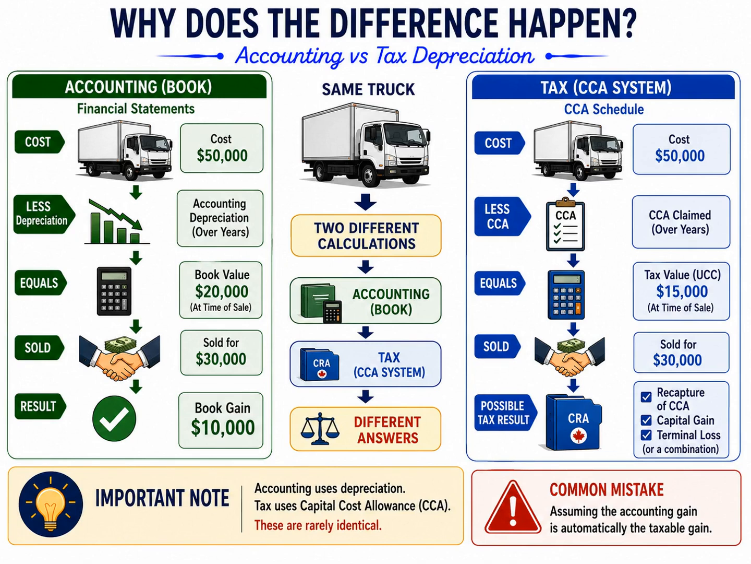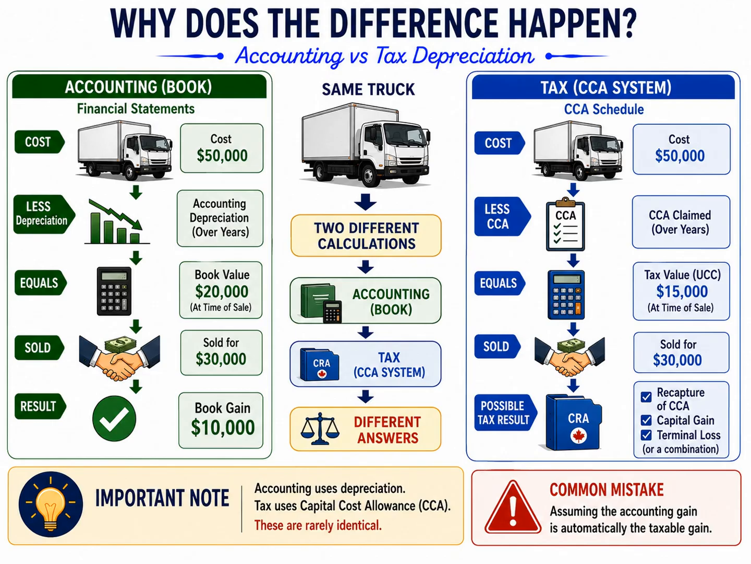Let's continue with our delivery truck example. Suppose the corporation purchased a truck for $50,000. Over the years, the company records depreciation in its accounting records. This depreciation follows accounting standards and reduces the truck's book value. By the time the truck is sold, its accounting book value might be $20,000. If the corporation sells the truck for $30,000, the accounting records report a book gain of $10,000. From an accounting perspective, the calculation is complete.